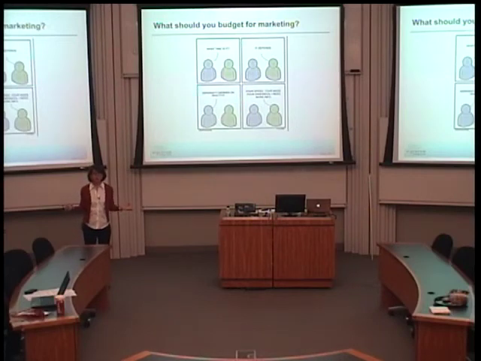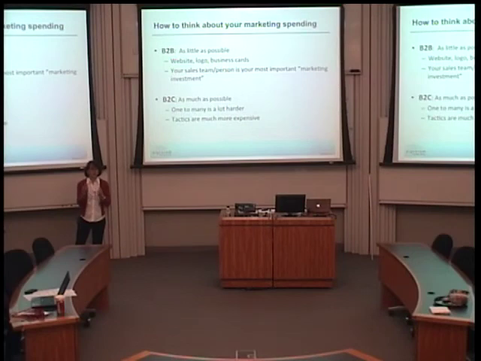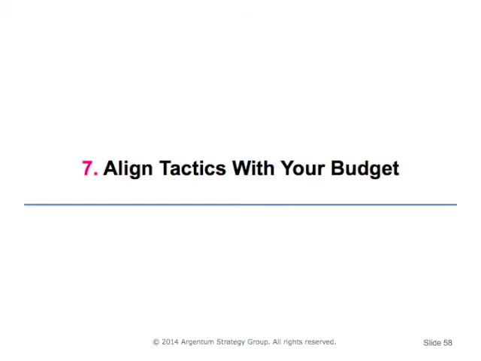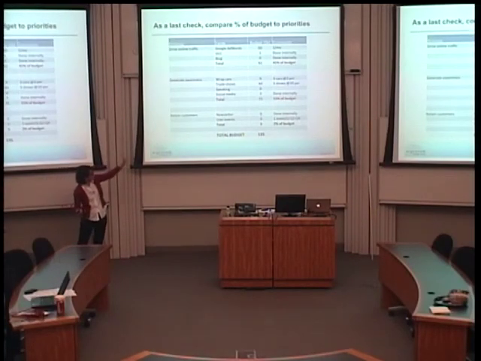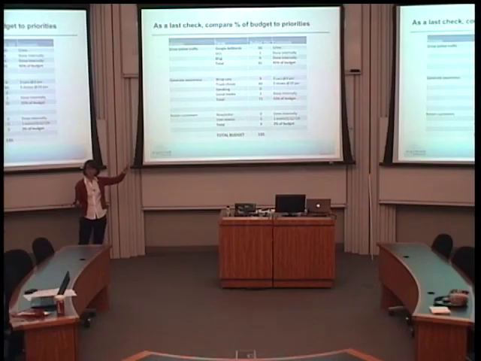I would say spend as much as you can. Some of you have zero. But marketing spend correlates to faster growth. For B2B, I'd say spend as little as possible on marketing. Because the big bang for your buck, if you're a one-to-one sale, is you as founder getting out and talking to people. The only thing you need is a website for credibility and some sales materials and some business cards, right? Your sales team or you is the biggest marketing investment you're going to make as a B2B company. You want to make sure that your tactics align with your budget. So I like to say, okay, what percent of my budget is each of these different tactics or each of these strategies, and make sure it's aligned with the priorities.